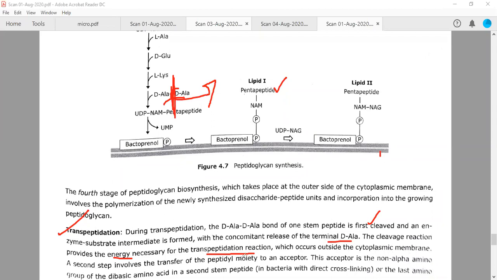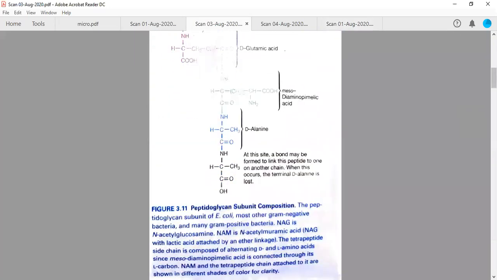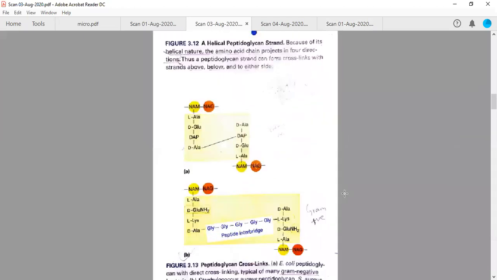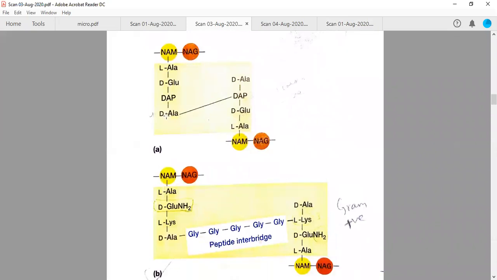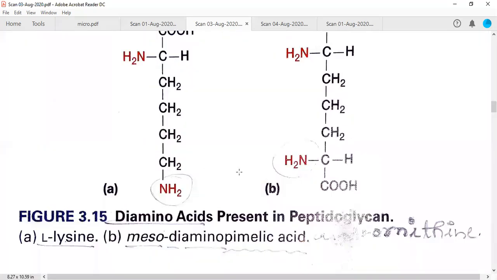A second step involves the transfer of peptidyl moiety to an acceptor. So in this case, the acceptor is either diaminopimelic acid, see here, this meso-diaminopimelic acid of the second chain. So suppose this is the second chain. So here this is diaminopimelic acid, which is the acceptor. This will be the donor. So enzyme will remain bound to this D-alanine, and last D-alanine is lost. So it will link this particular D-alanine to this diaminopimelic acid because this diaminopimelic acid is acting as an acceptor because it will have an extra NH2.